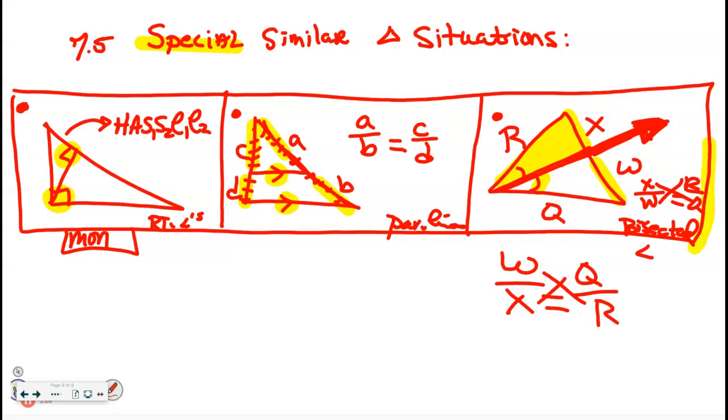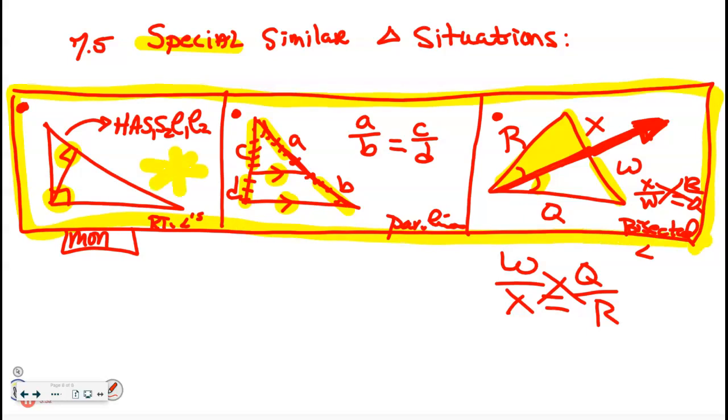So these are the 3 from 7.5 to add to your note card. This is by far the most difficult one, so if you don't have any clue what this is about, that's going to be a big issue because it's worth a lot of points. All right, that is all.